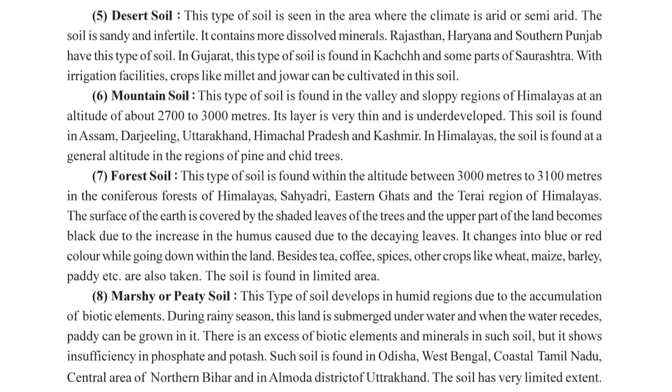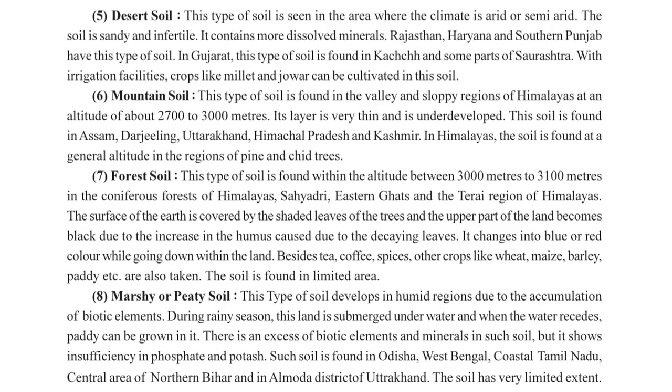During the rainy season, this land is submerged underwater, and when the water recedes, meaning it goes down, paddy can be grown in it. Paddy is rice. There is an excess of biotic elements and minerals in such soil, but it shows insufficiency in potash and phosphate. These elements, potash and phosphate, are found in less quantity. This soil is normally found in Odisha, West Bengal, coastal Tamil Nadu, the central area of northern Bihar, and in Almora district of Uttarakhand. This soil also has a very limited extent.